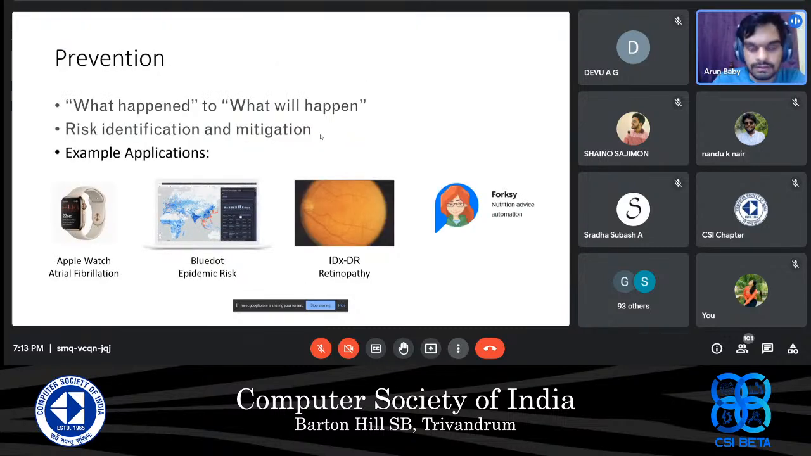Coming to the prevention, recently the healthcare stakeholders have identified that it is always better to know the risk of a disease way beforehand, rather than finding out about the disease when it actually happens.